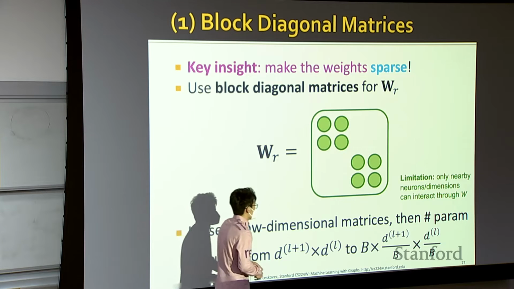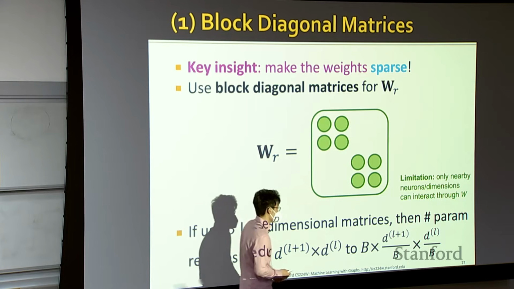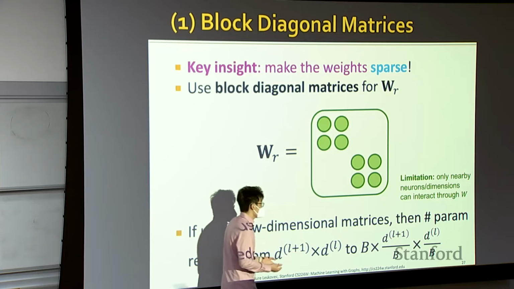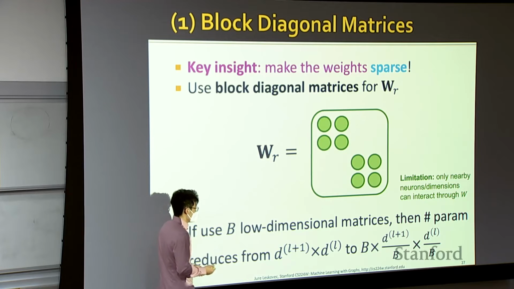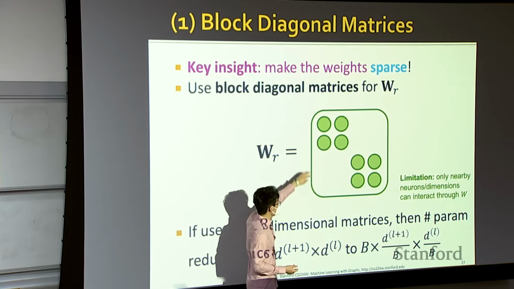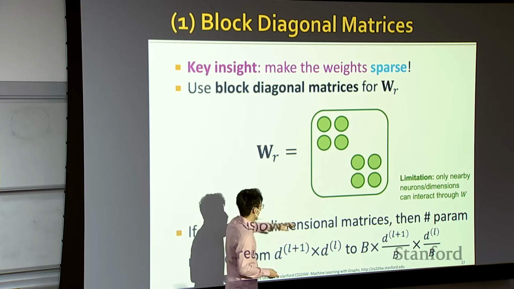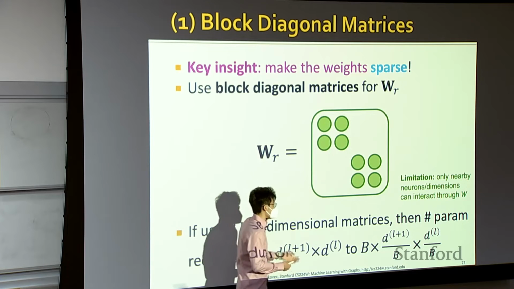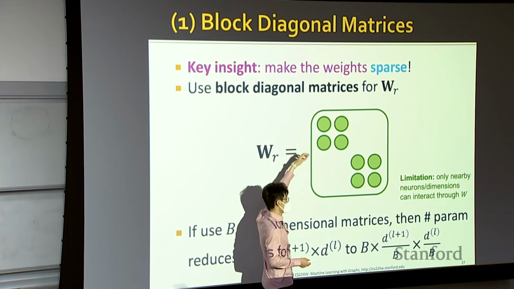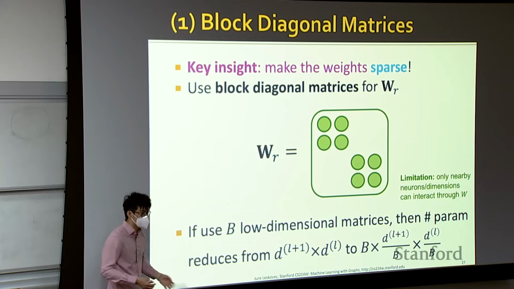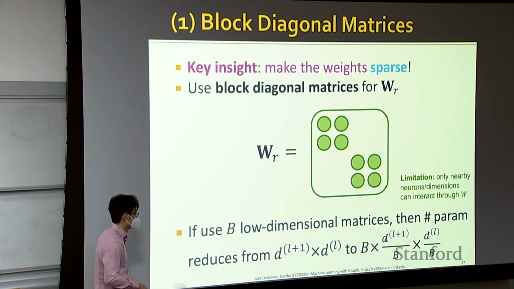The limitation of this approach, suppose we want to use this block diagonal matrix, is that we will only consider the interactions between the nearby neurons or dimensions of the input. So suppose we are computing over the first block diagonal entries, then only node 1 and node 2 will have interaction. But say dimension 1 and dimension 3, you wouldn't have any interaction because there is no way to represent this kind of remote connectivity. But indeed, this approach is effective in reducing the number of trainable parameters.